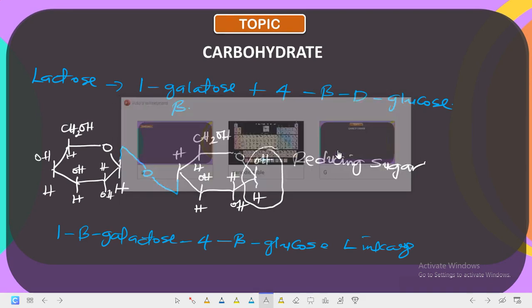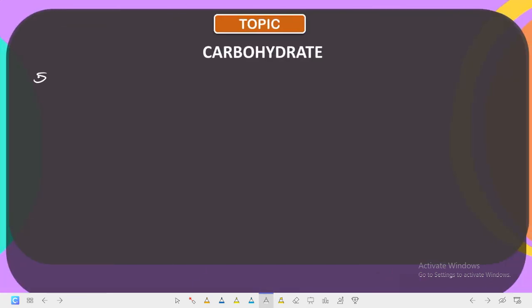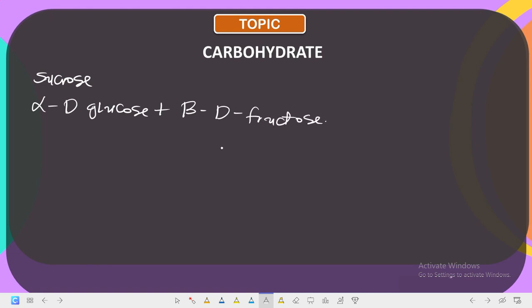With a linkage, I said sucrose. The sucrose, we are now done with everything. Yes, sucrose, we have alpha D-glucose, the linkage, plus what? Beta D-fructose. At carbon number what? 1 to 2. That is where they link together. Now let's draw the structure of alpha D-glucose.